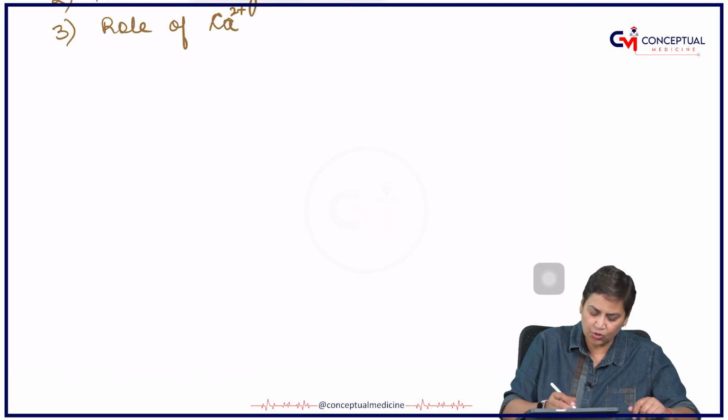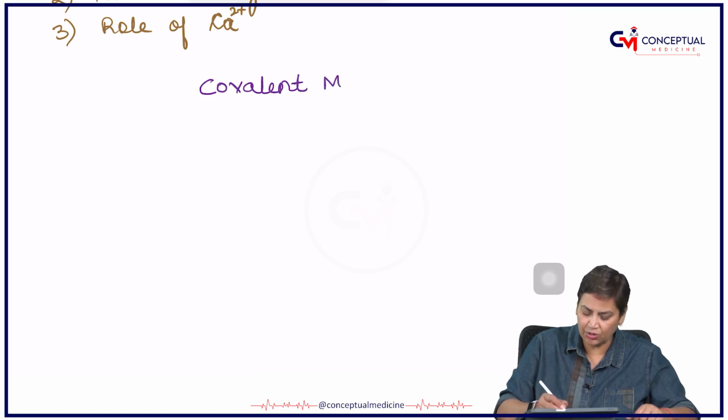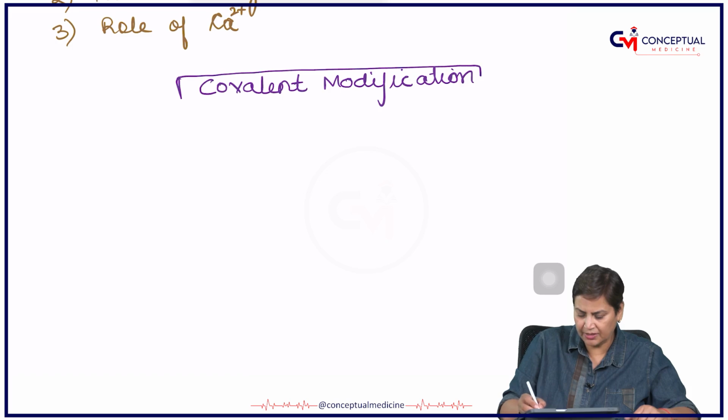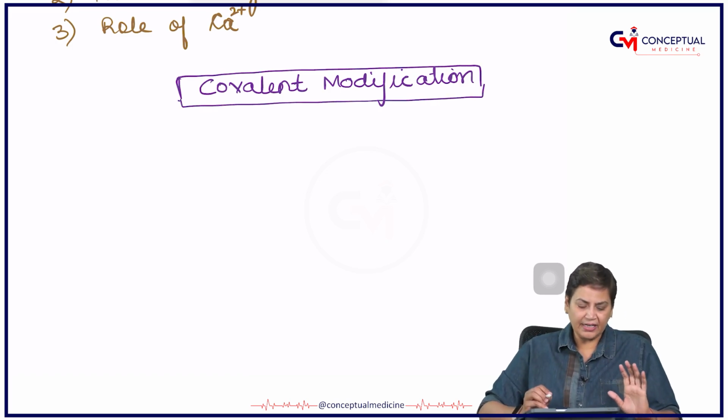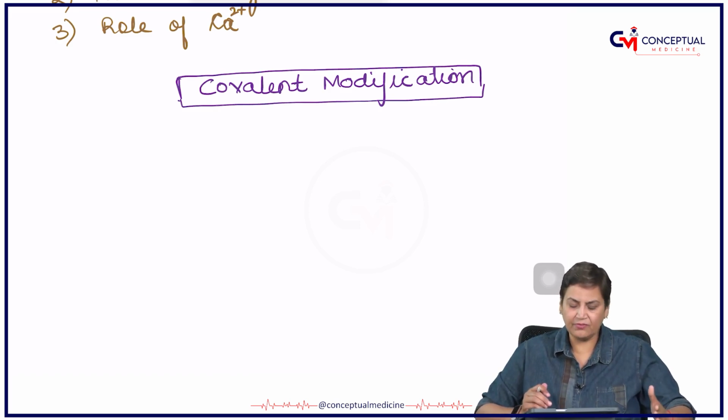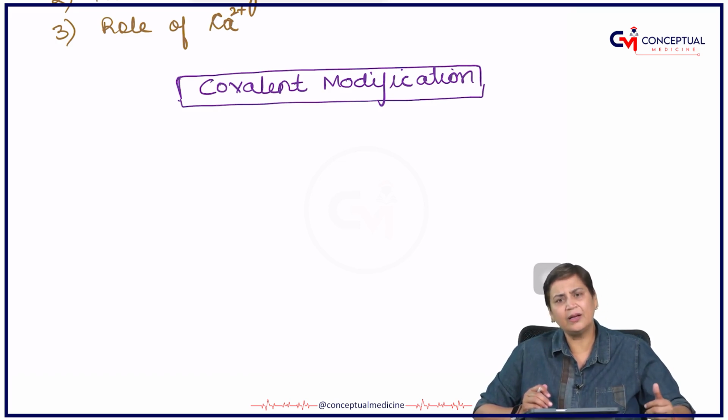First is covalent modification. We can call this covalent modification allosteric modulation also, whatever you can say. Now see, we have to again understand what a well-fed state is and what a fasting state is. How does the body come to know that it requires glucose?